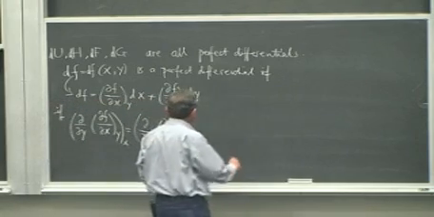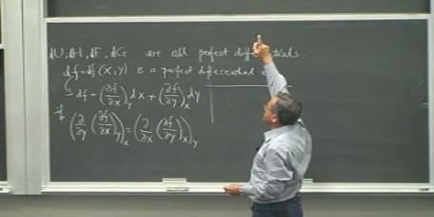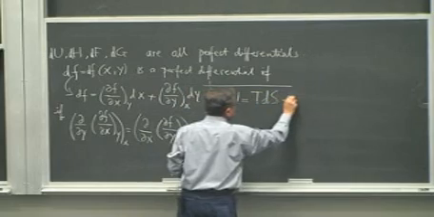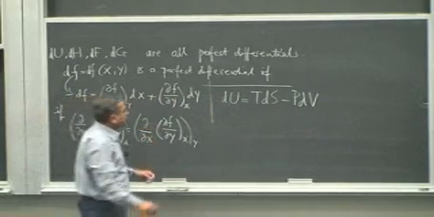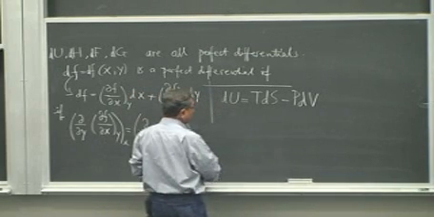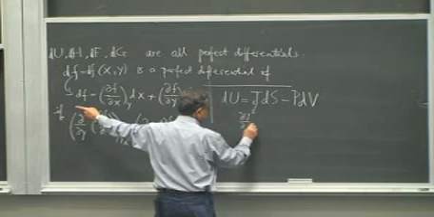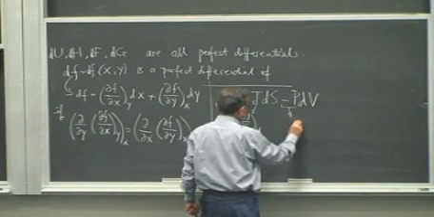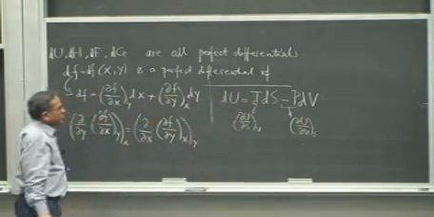Now, if this is the case, then we go back to, say, the first expression, du equal to TdS minus PdV. And what we see over here is that, as I've written over there, this is du by ds at constant v, and this quantity minus p is du by dv at constant s. Right?